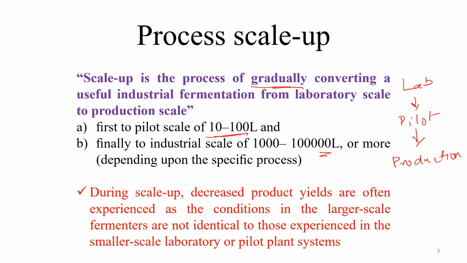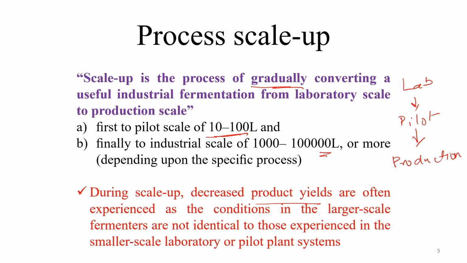Now, why do we need certain criteria for scale up? Because it has been observed that the product yield decreases during scale up, because the homogeneity of the lab scale could not be maintained at the production scale, and this results in compromising the product yield as well as the product quality.